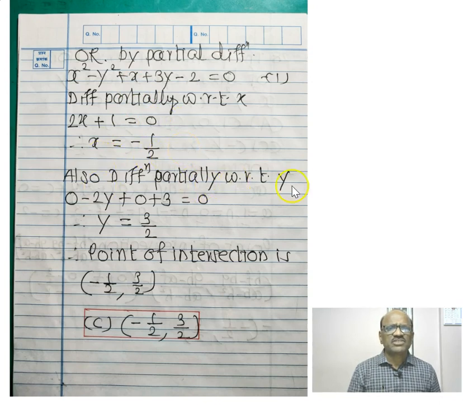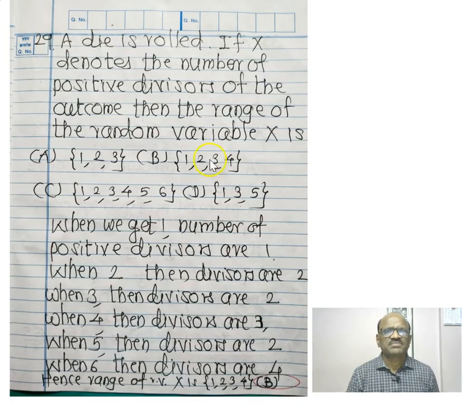Also the differentiation with respect to y. That is, x square is 0, minus y square gives minus 2y, derivative of x is 0, and 3y gives 3, that equals 0. Therefore y equals 3 by 2. Therefore the point of intersection is minus 1 upon 2, comma 3 by 2. This is also a simple method.